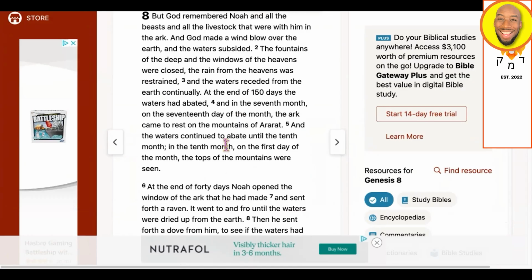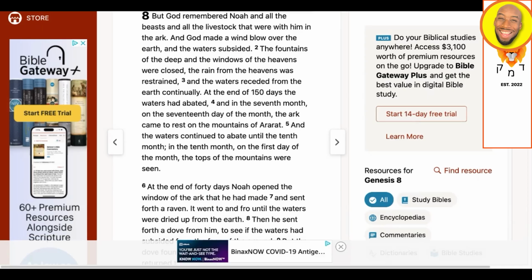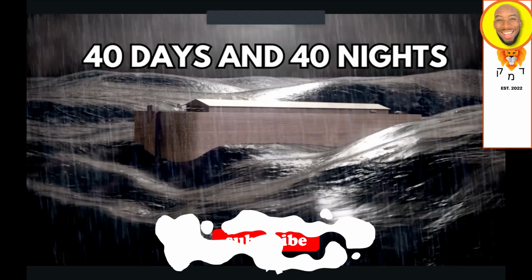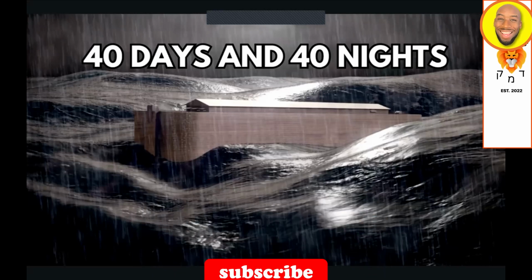After 150 days, the waters started to recede. But they didn't actually get out of the ark on the 150th day. They were still on the ark. The water just started to slowly drain after 150 days. And so that's why people say over a year. So go back and read Genesis chapter 7 and Genesis chapter 8.